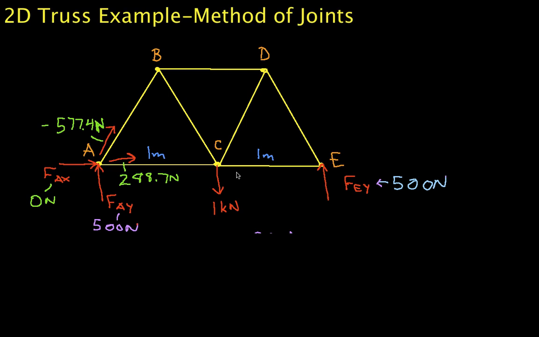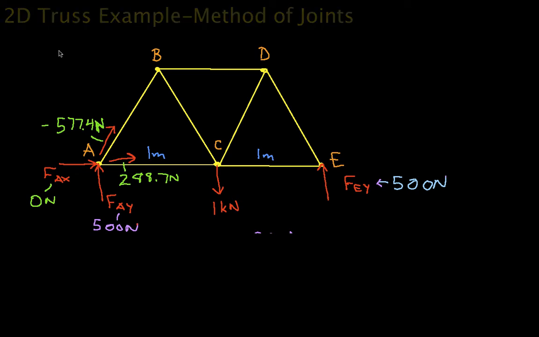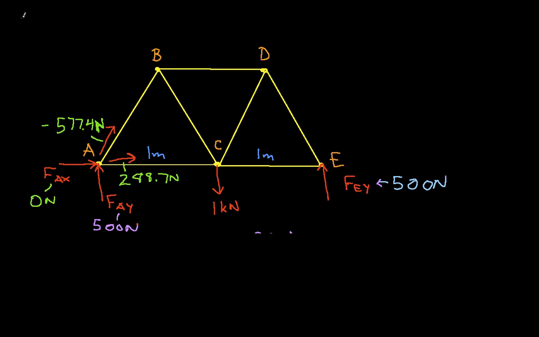Welcome to part two of this video, in which we're using the method of joints to find the tensions in each of the members of a truss, a five-joint, seven-member truss, which I've got drawn here. In part one, we were off to a good start. We had found the tension in member AB, this is TAB, and we'd found the tension in member AC, this is TAC. So the next joint we'll look at is joint B.